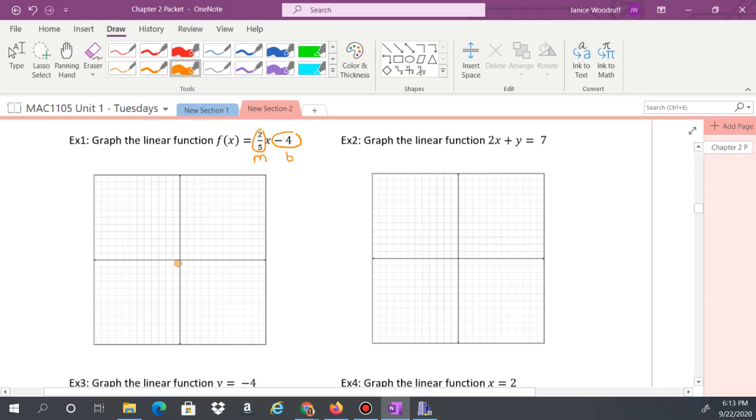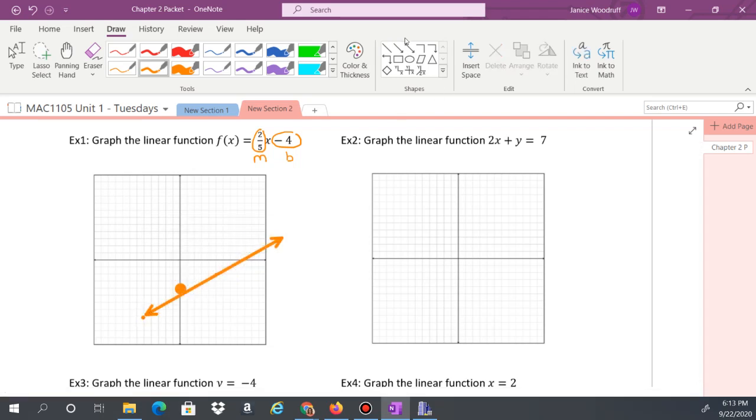So I'm going to start at -4 on the y-axis. 1, 2, 3, 4, right there. And then I'm going to rise over run. It's positive, so I'm going to go up. That's probably too much there. 1, 2, and then I'm going to go over 5. So 1, 2, 3, 4, 5. So there is my second point. And then I want to have the line through that. So again, it's going to snap for it on MATLAB.